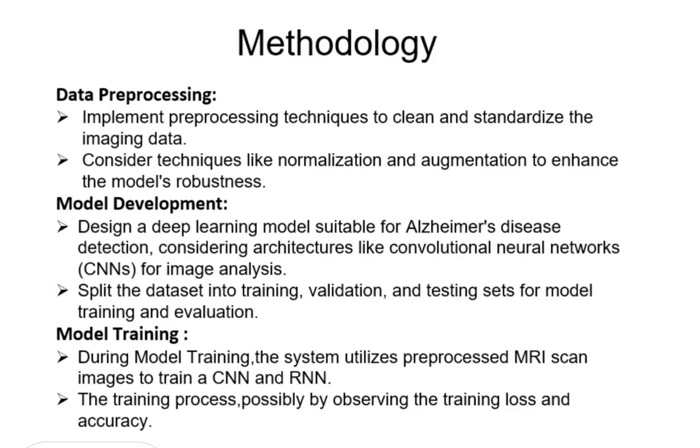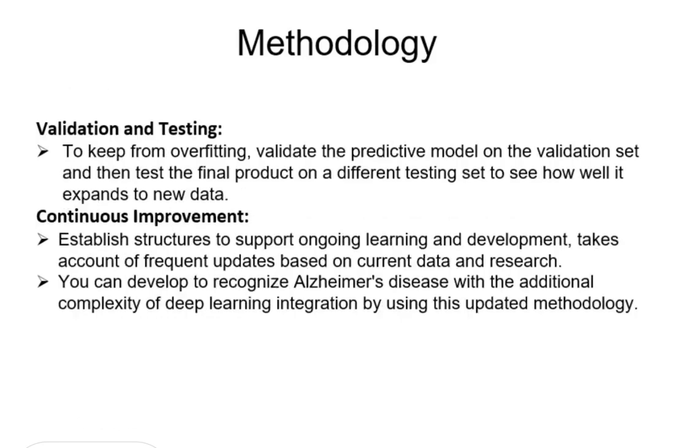Model training. During model training, the system utilizes preprocessed MRI scan images to train a CNN and RNN. The training process is monitored, possibly by observing the training loss and accuracy. Validation and testing. To keep from overfitting, validate the predictive model on the validation set and then test the final product on a different testing set to see how well it generalizes to new data.